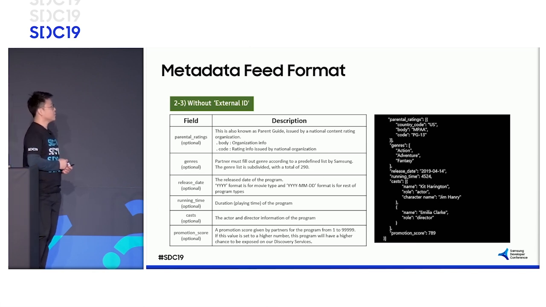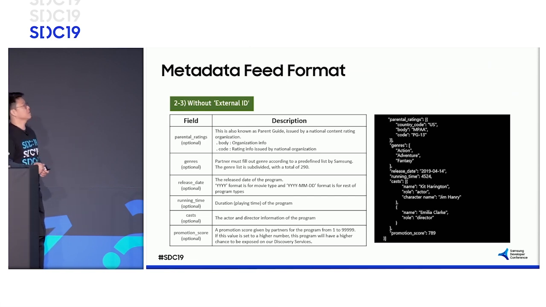Release date is also important. Usually, new contents are recommended more than old ones, so not providing this field can make your content dumped somewhere in the long tail. Running time is the playing time of the content in seconds. Casts are about the actor and director information of the program. It is easily used by voice search too. When a user searches like show me some Tom Cruise movies, we make the result based on this information. Promotion score is a way to provide your promotion preference to our discovery services.